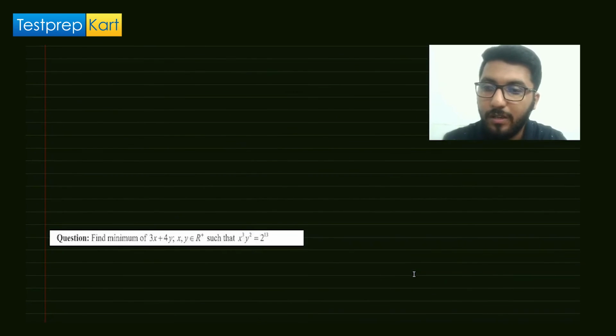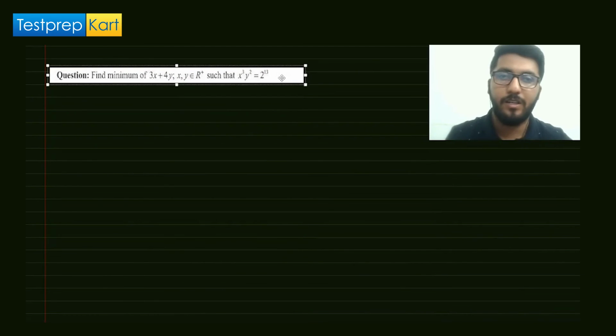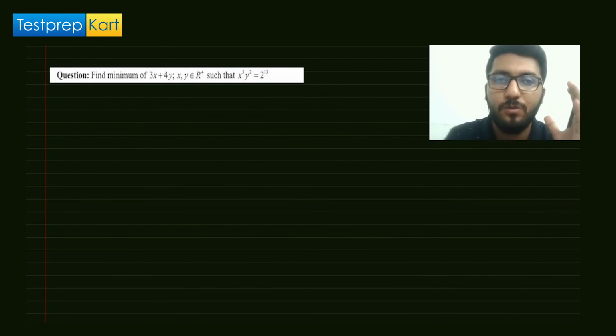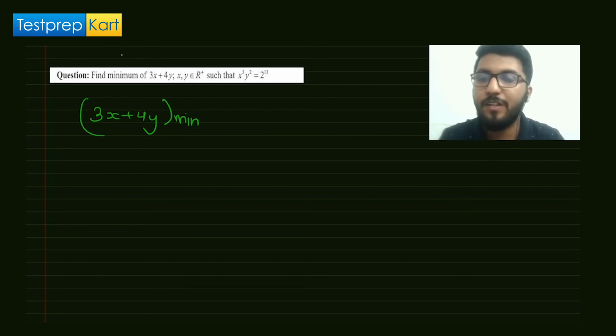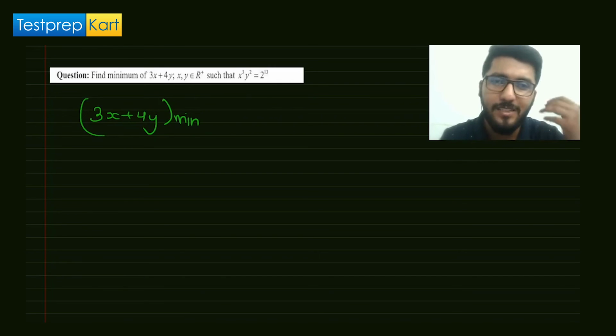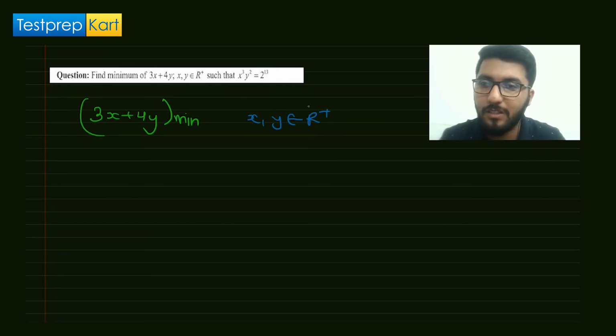Now let us move to the last question of today, which is based on a very important and very common concept, but still I know that students are not aware of it. So let us quickly see, they are asking for the minimum value of 3x plus 4y. Please listen to me very carefully. This is one of the most important concepts, and you will feel very good when you know it, because it is a very interesting concept. They are saying that x and y are positive, and they have also provided that x cube y square is 2 power 30.